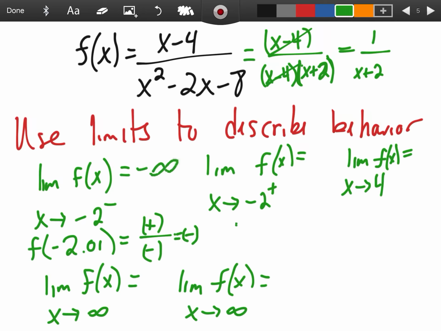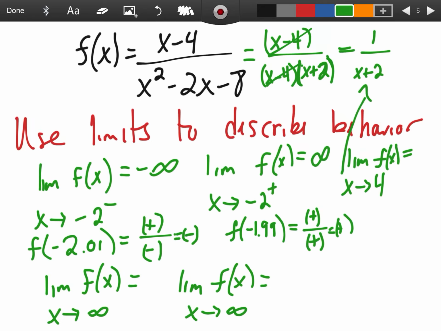As x approaches negative 2 from the right, I'll plug in negative 1.99. You plug that in. 1 is a positive number. Negative 1.99 plus 2 is also positive, telling me, well, positive divided by a positive is positive, so I get positive infinity.